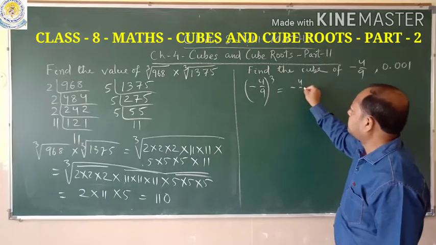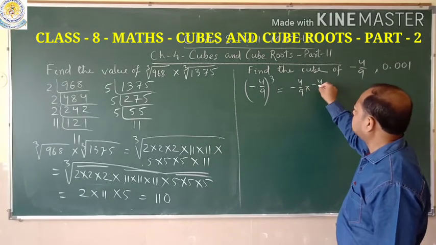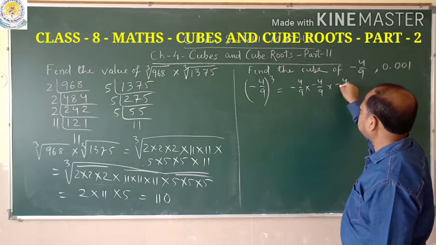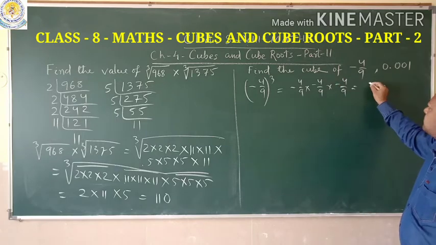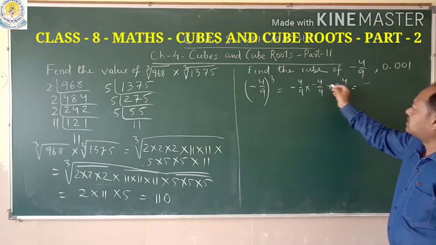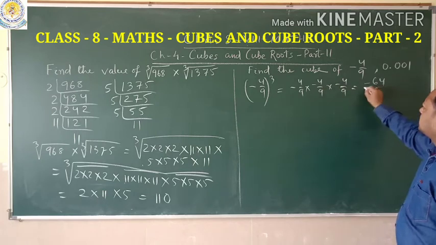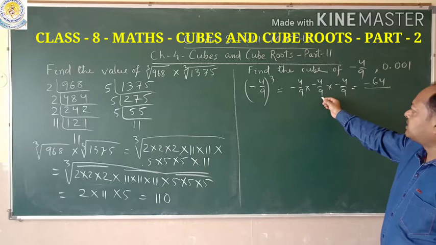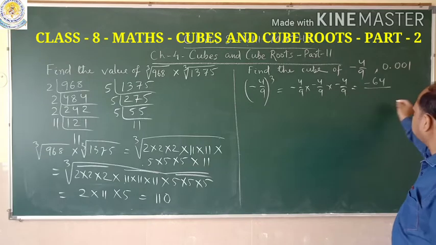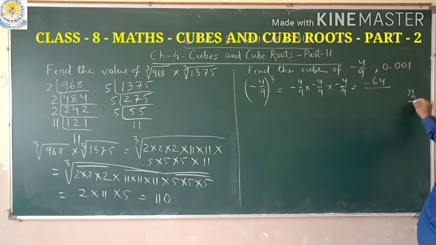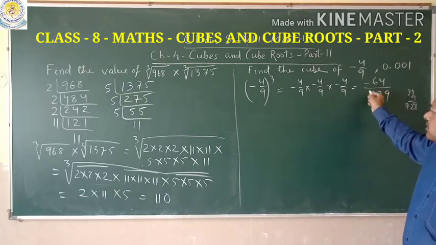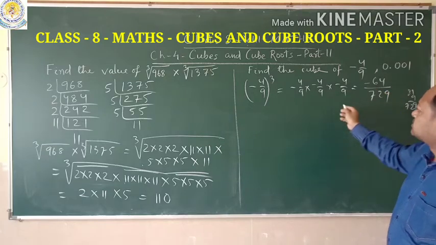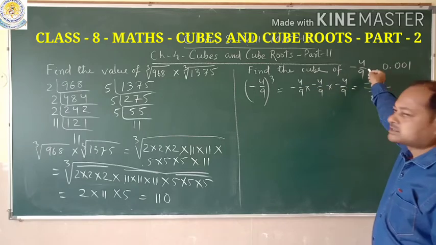So minus 4 upon 9 into minus 4 upon 9 into minus 4 upon 9. So it will be 4 fours are 16, 16 fours are 64. It is an odd number of negative signs, so the minus sign will come here. 64, and 9 nines are 81, 81 nines are 729. So minus 64 upon 729 is the solution for minus 4 upon 9.